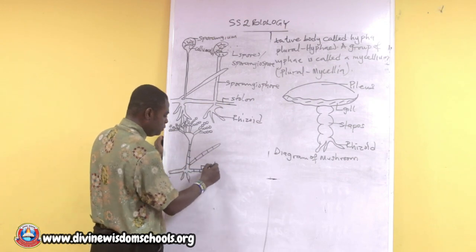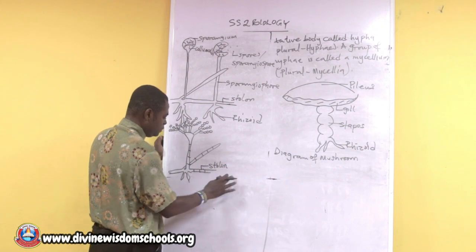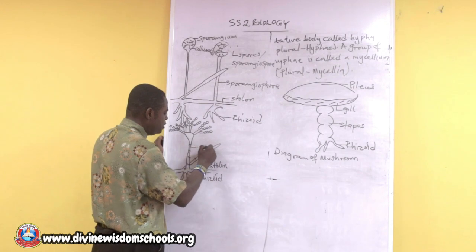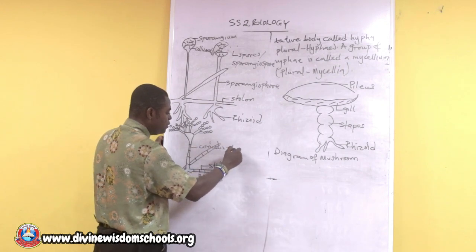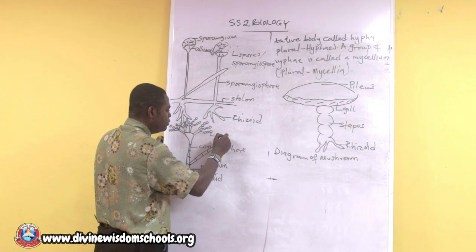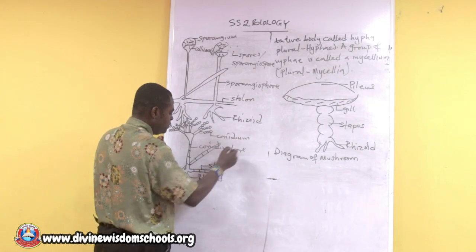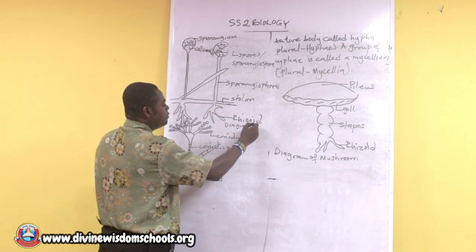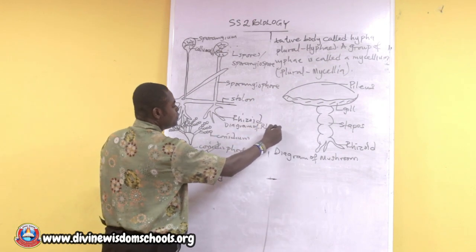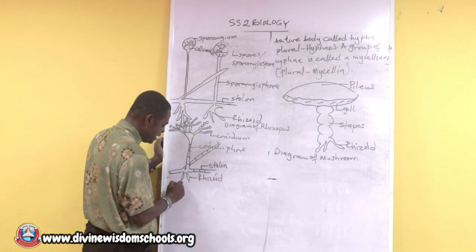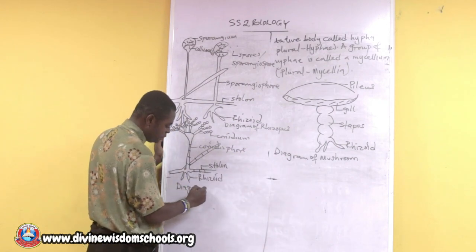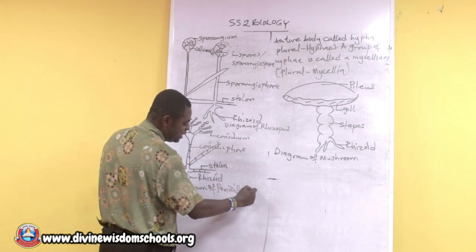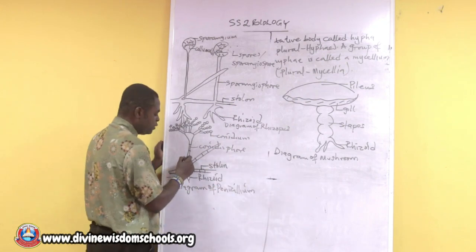This is stolon. This is rhizoid. This is conidiophore. This is conidium. This one up here is the diagram of rhizopus. While this one is the diagram of penicillium, that they use in making penicillin. This is a cross wall.